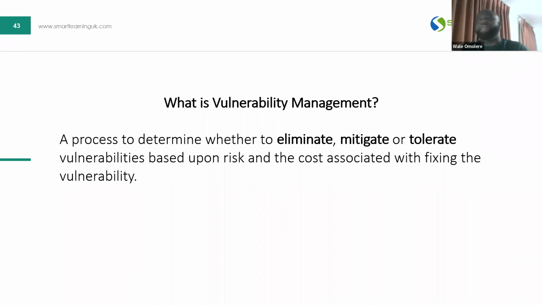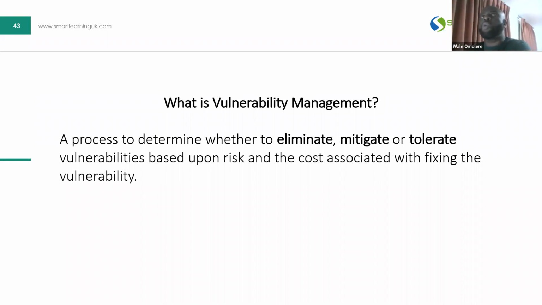And this is where vulnerability management comes in. The risk, the cost of fixing the vulnerability, and the benefit to the organization. These are the sort of questions that are asked at this level. Whether to remediate, whether to mitigate, or to tolerate the vulnerability. When we say we tolerate the vulnerability, we accept the vulnerability and the risk that comes with it. This is all being discussed in vulnerability management.